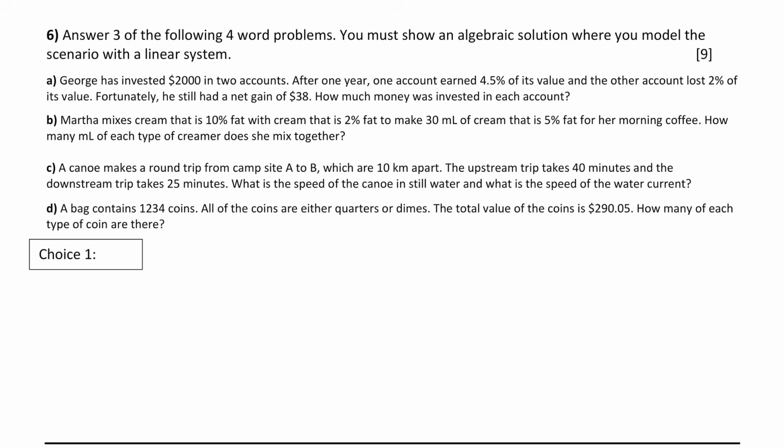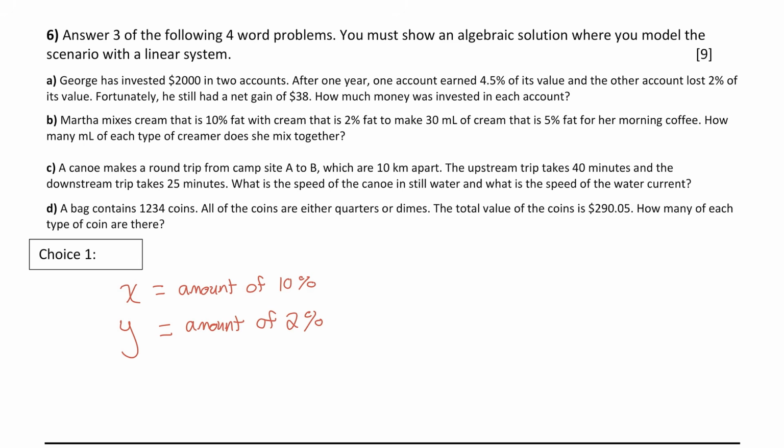Part B, it says Martha mixes cream that is 10% fat with cream that is 2% fat to make 30 milliliters of cream that is 5% fat for her morning coffee. How many milliliters of each type of creamer does she mix together? So I have two unknowns again. I need to know X, which I'll say is the amount of 10% cream used, and Y, which is the amount of 2% cream used.